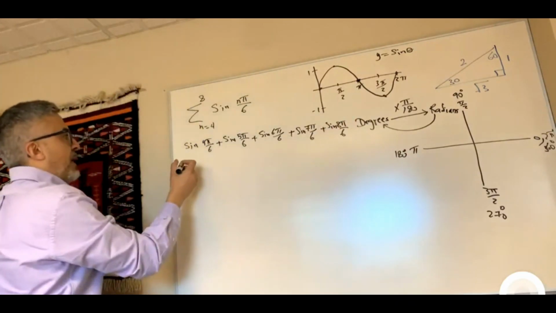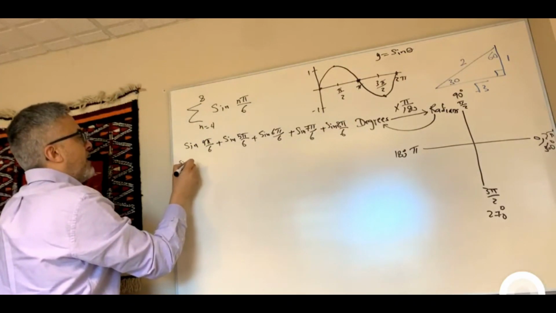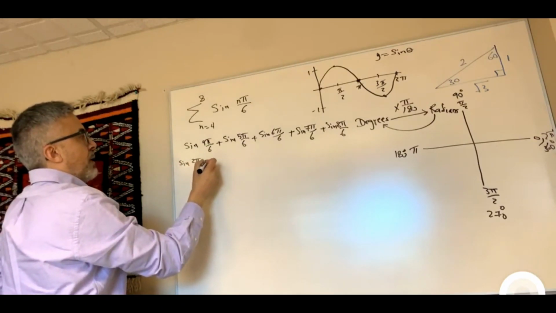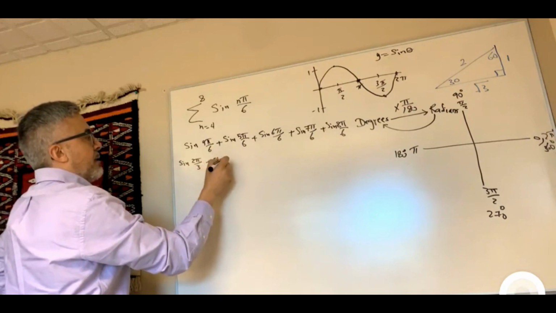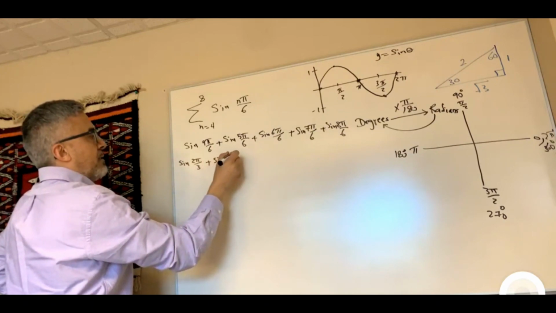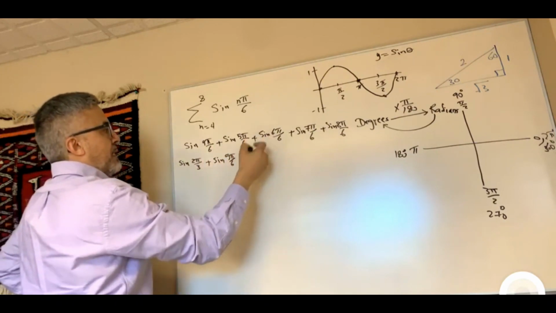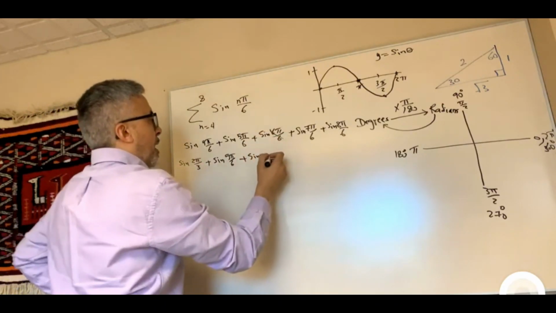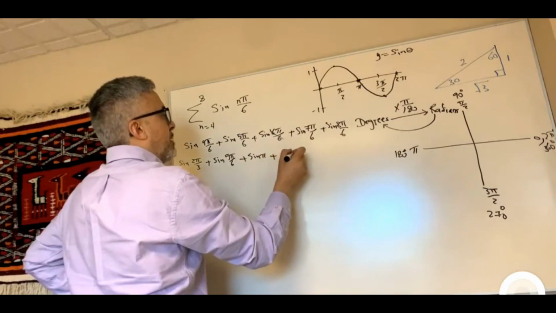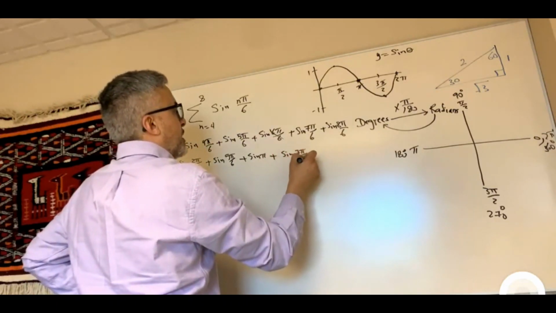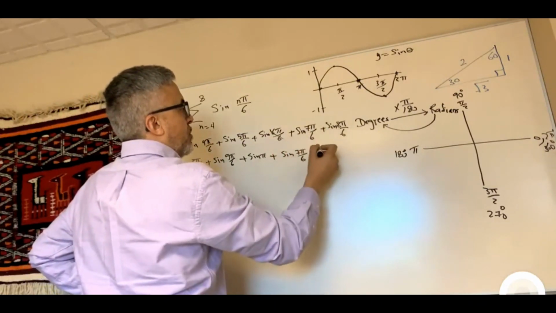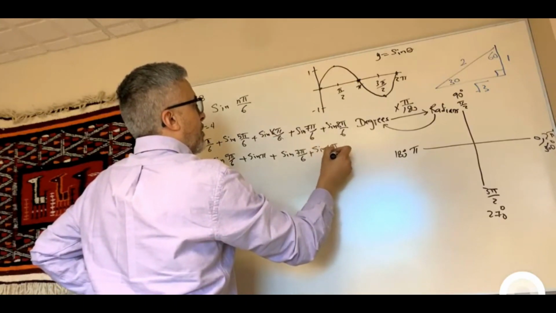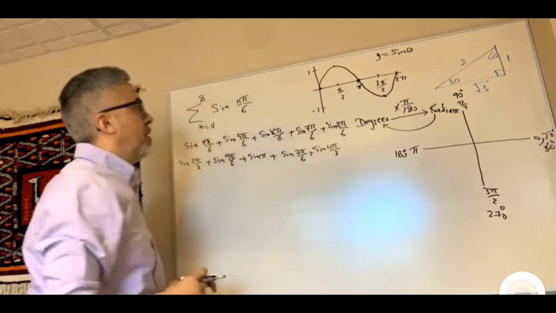Now let's start simplifying. This will be sine 2 pi over 3 plus sine 5 pi over 6 plus, that's just going to be sine pi, the 6 would cancel, plus sine 7 pi over 6 plus, this would reduce into sine 4 pi over 3.